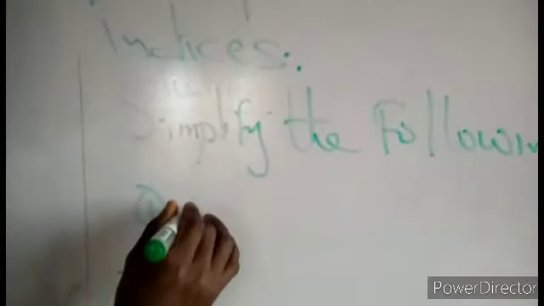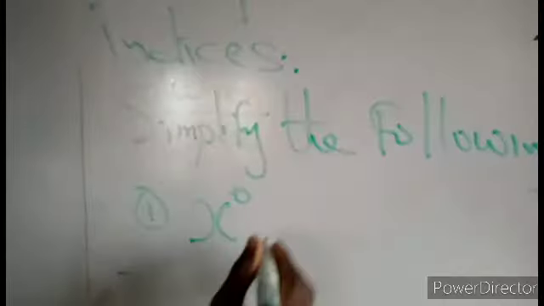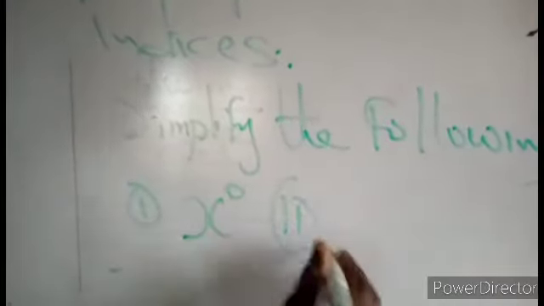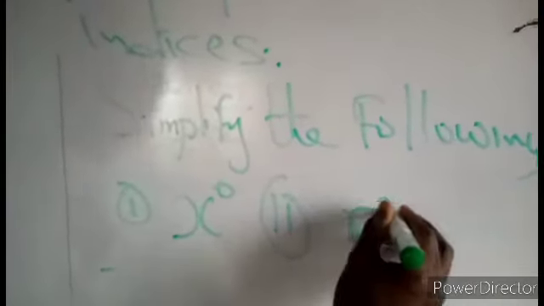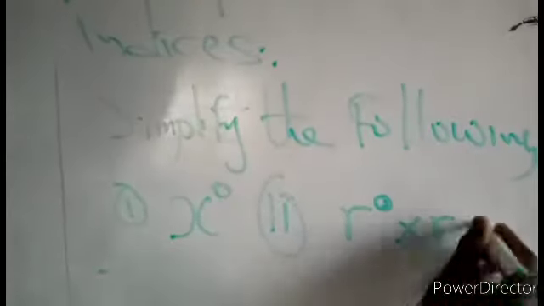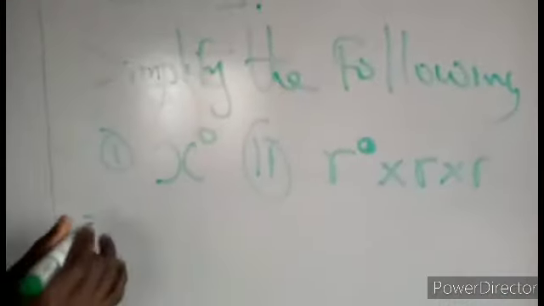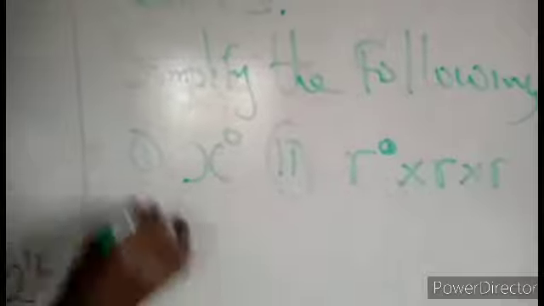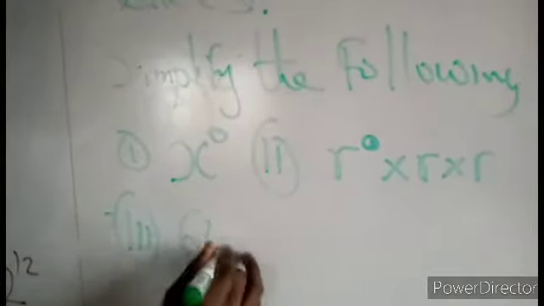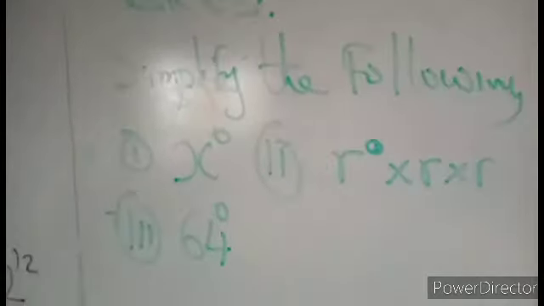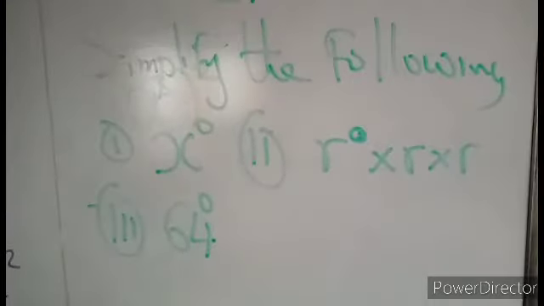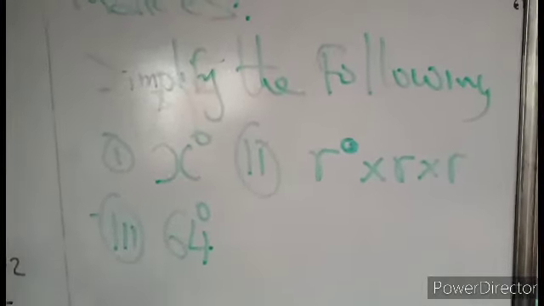We could have x raised to the power of 0. Then the second one could be, let's say, r raised to the power of 0 times r times r. The third one could be any number, could be 64 raised to the power of 0. Now there's a saying, quote me right. Get your pen and write.